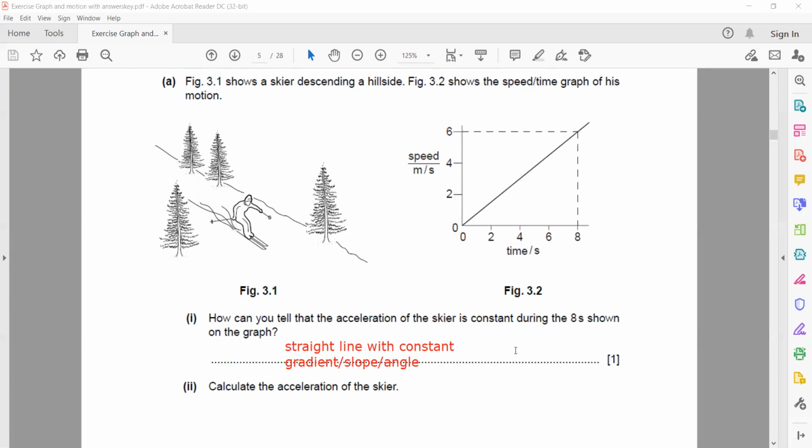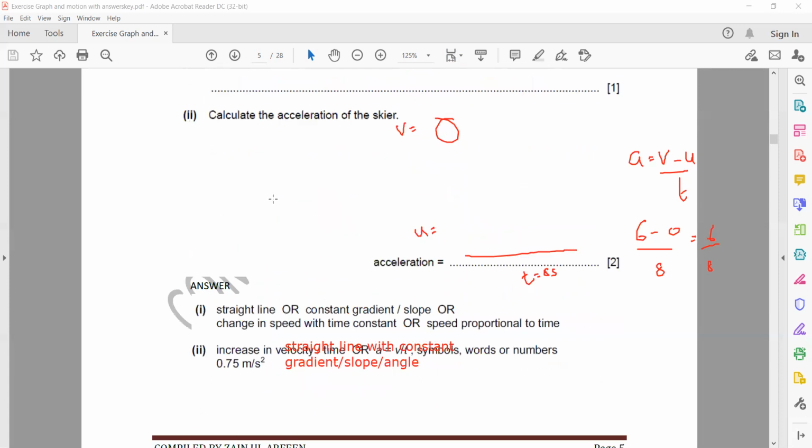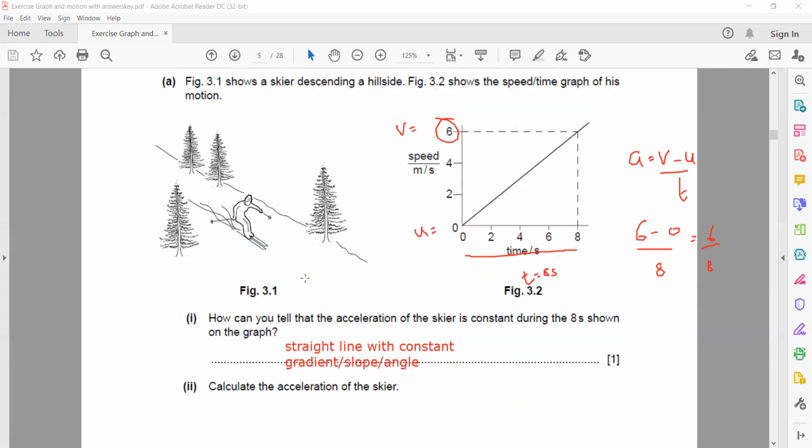Then calculate the acceleration of the skier. How can we calculate the acceleration? Again, it's a straight line. So when it's a straight line, we can use the formula that acceleration is the final velocity minus initial divided by time. So the final velocity is 6, initial velocity 0, and the time interval is 8 seconds. So the change in the velocity, 6 minus 0, divided by 8, so it will be 6 by 8, which will come out as 0.75 meter per second square.